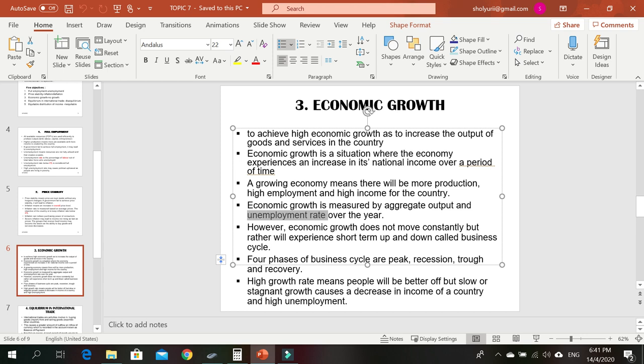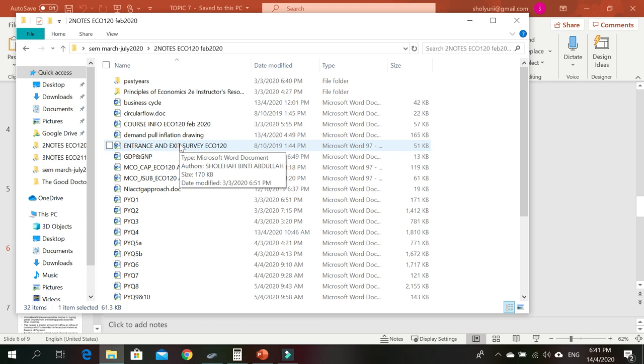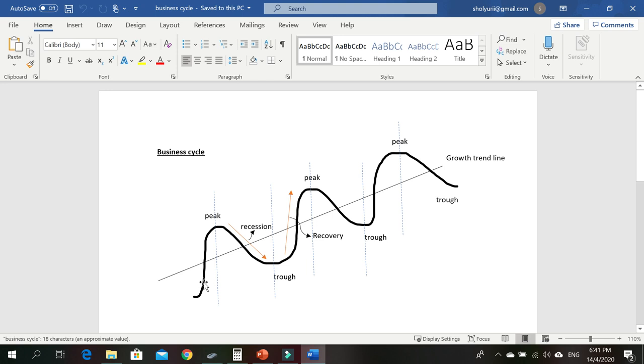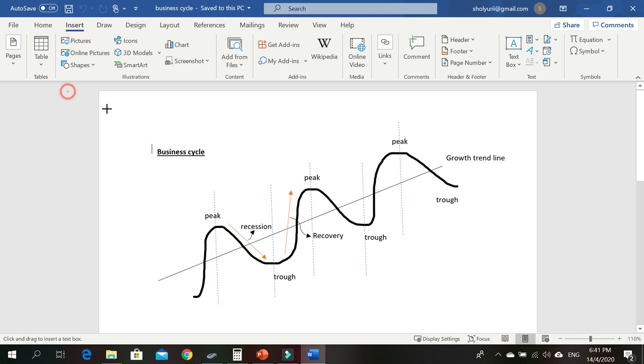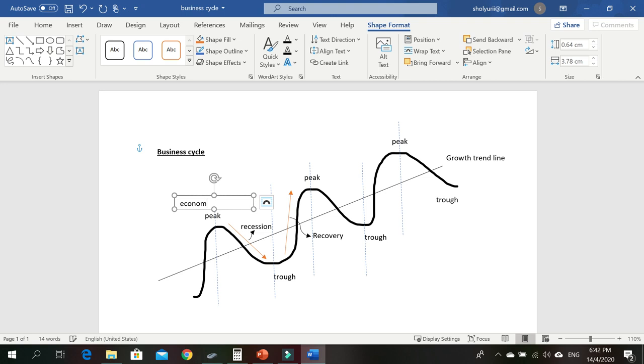So, saya dah buat illustration business cycle. So, this is business cycle. Okay. Up and down of the economy. Naik, turun, ekonomi. Naik, turun, naik, turun, naik. So, ekonomi akan sentiasa ada naik, turun dia. Okay? So, bila di atas sekali, maksudnya itu peak. Maksudnya, masa tu, apa yang berlaku pada country, dia mengalami economic boom. Dia ada economic boom. Meaning that the country is performing very well.